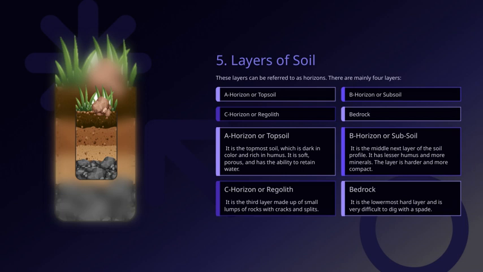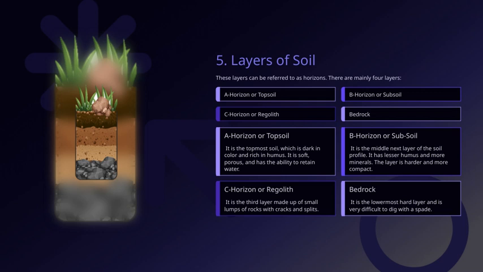Then we have the B horizon, or subsoil. This layer lies beneath the topsoil and contains fewer organic materials but more minerals. It tends to be harder and more compact than the topsoil, which reflects its role as a mineral-rich zone that supports plant roots and water movement.